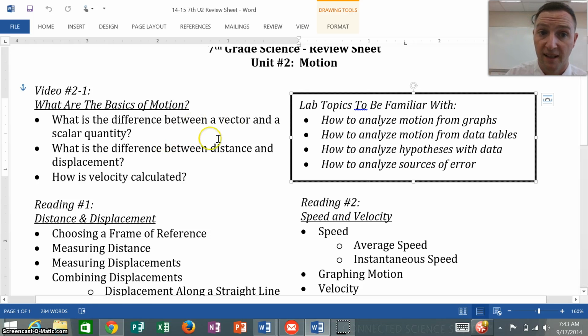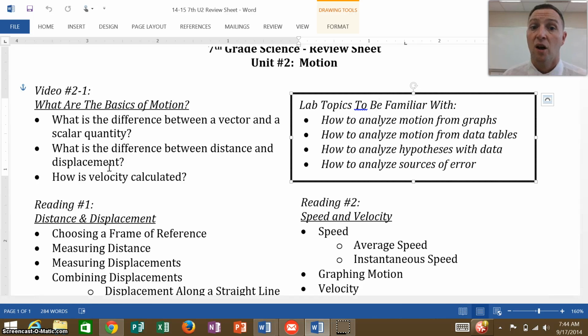Okay? Difference between distance and displacement. This follows along that same theme. Distance right here is a scalar quantity. It's a measurement, it's a length. Okay, we measure distance in meters, but we don't mark direction with it. Displacement is the vector version of distance.